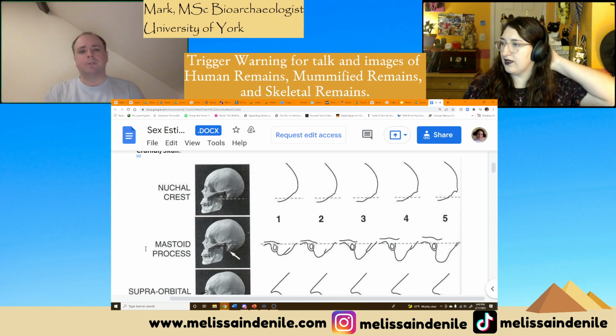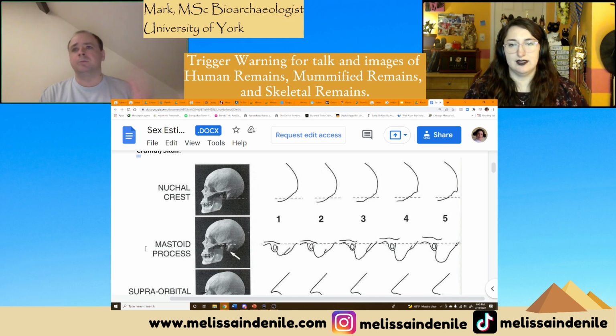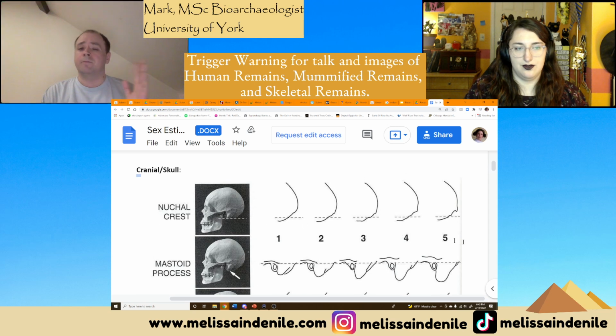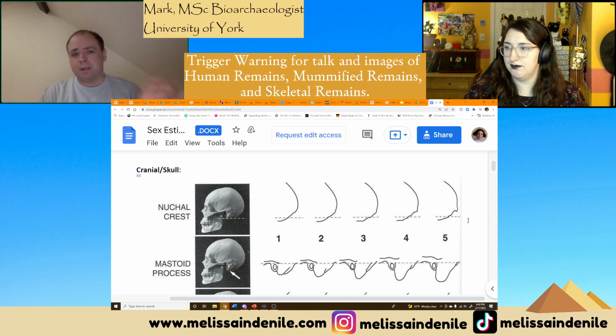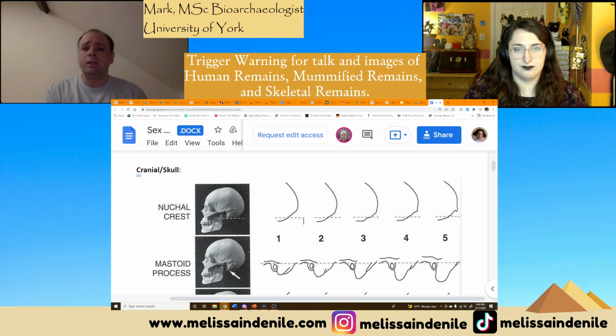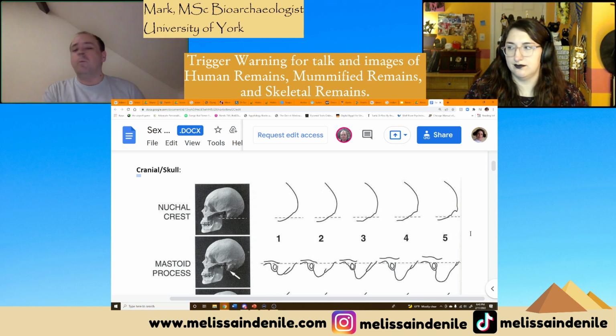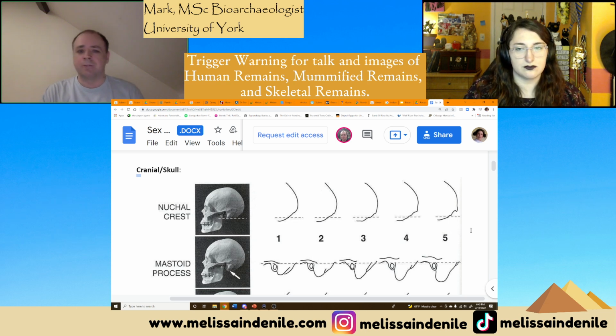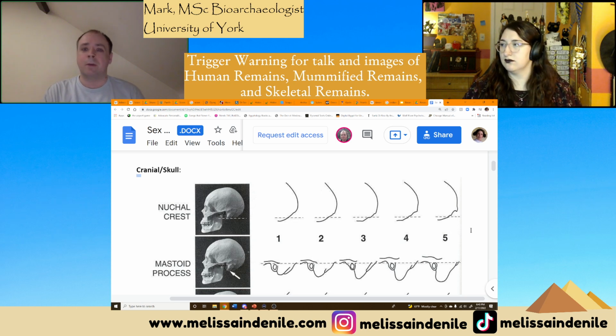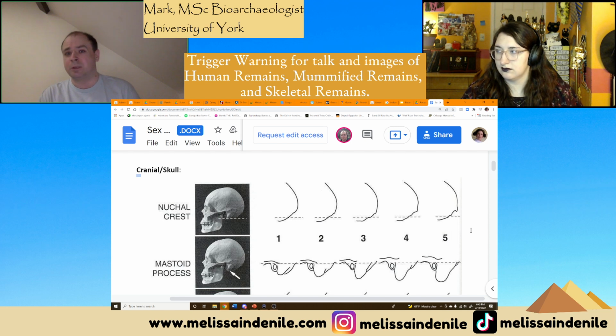So it's a nuchal crest, mastoid process. Okay. So the first one, you have the nuchal crest. What we do is we range it from 1 to 5, with 5 being the most male and 1 being the most female. The problem with sex estimation is that there's a range. You can't really say for sure if someone is male or female sometimes because of how ambiguous some individuals are, especially when it comes to Asians.